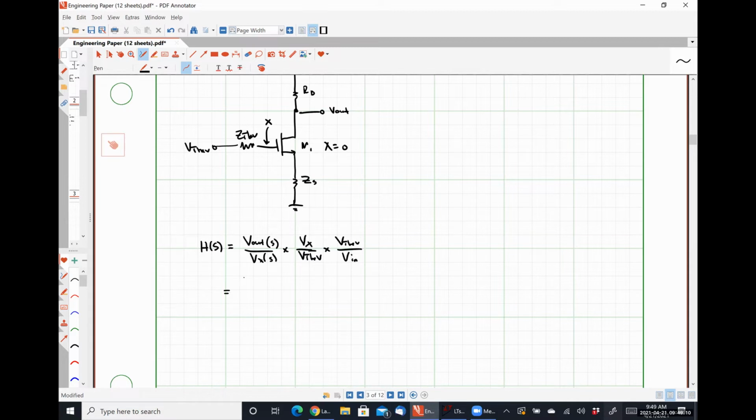V out over Vx is easy because we've already analyzed this circuit way back in 335. We don't need to do any extra work whatsoever. So this is just going to be negative GM RD divided by 1 plus GM ZS. So instead of having RS, we now have that impedance ZS because the capacitor matters. What about our relationship between Vx and Vthev?